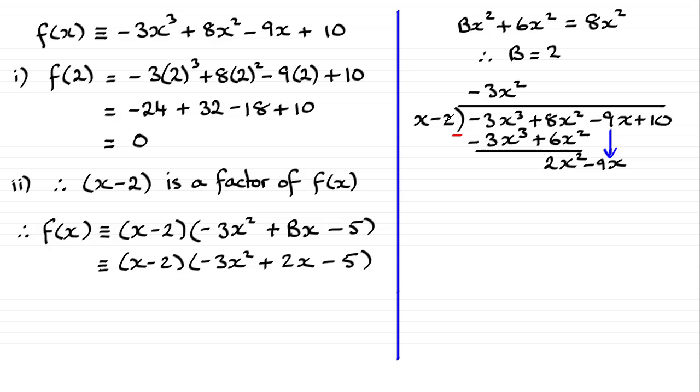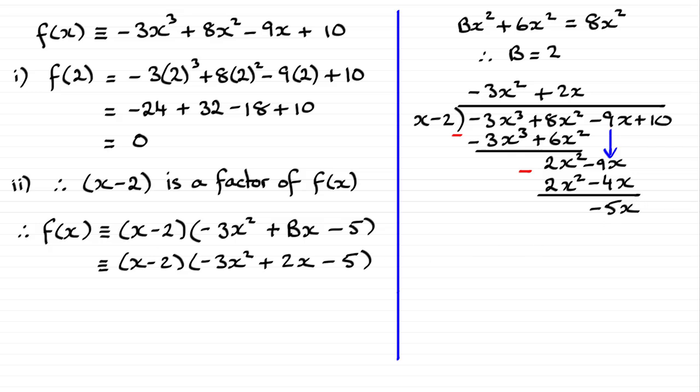What do we multiply the x minus 2 by to give us that 2x squared? Well, it's got to be plus 2x. So put plus 2x there. 2x times x minus 2 gives us 2x squared, making these two terms the same. And then we get 2x times the minus 2, which is minus 4x. Subtract again just to work out what our remainder is. These terms then cancel. And so what we've got is minus 9x minus minus 4x. So that becomes minus 9x plus 4x, which is minus 5x.